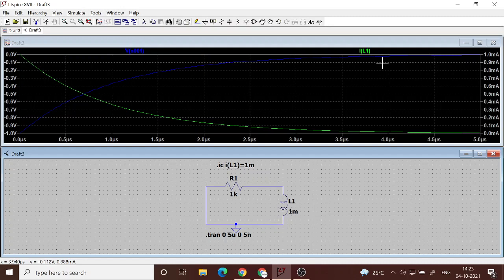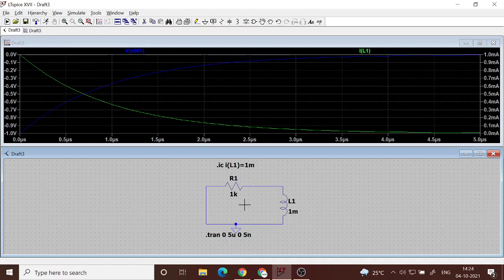We know the voltage across the inductor is L di by dt. Okay, so that's what you are seeing here. And then if you want the voltage across the resistance, you can measure that also. So what you have to do is take your pointer. It is basically the same, because I don't have any other component here, so the voltage on the inductor is the same as the voltage on the resistance.